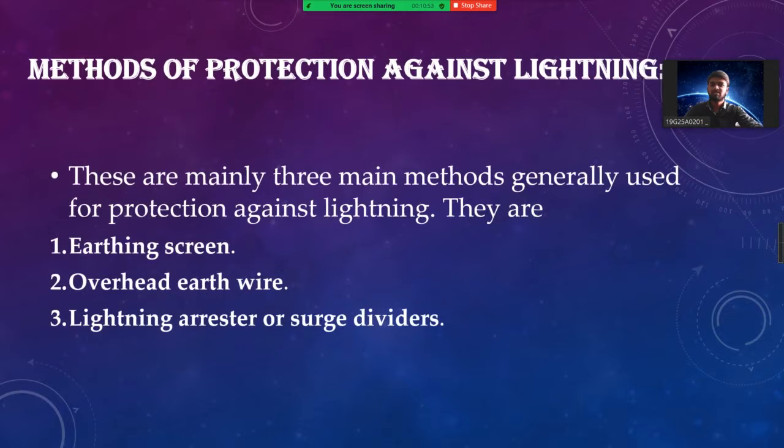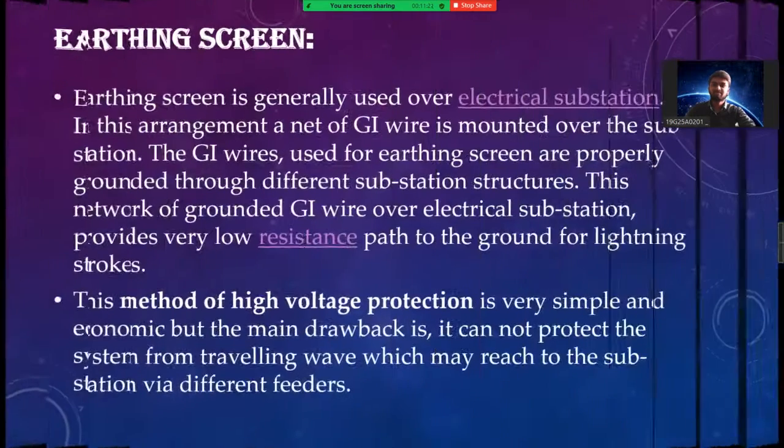And next one is methods of protection against lightning. This is the main concept of protection of the over voltage system. There are mainly three types generally used for protection against lightning: first one is earth screen, then overhead earth wire, and lightning arrestor or surge divider. These three are used to protect against lightning.